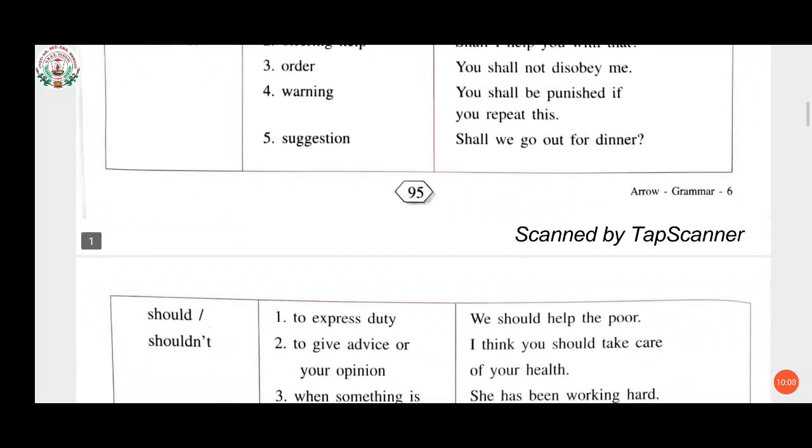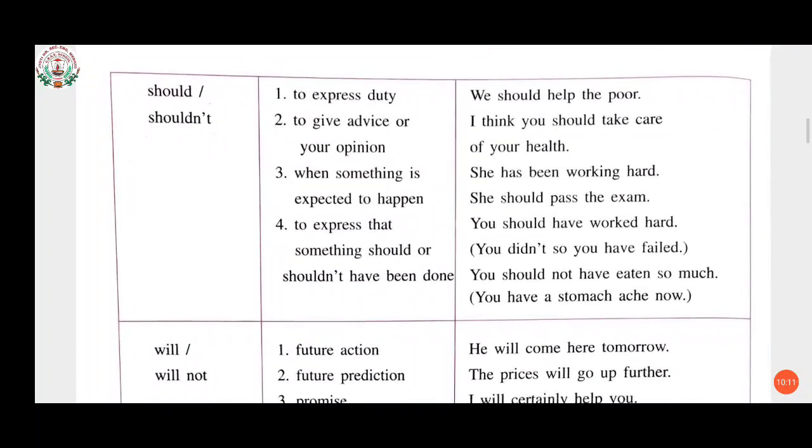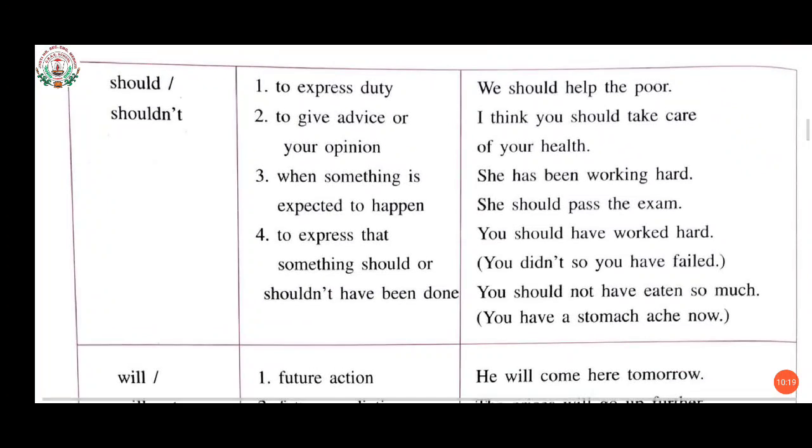Now after this, students, we have other helping words, that is should and shouldn't. Where to use should and shouldn't? To express duty, to give advice or opinion, third, when something is expected to happen, and fourth, to express that something should or shouldn't have been done. Now see the examples for understanding this in a better way.